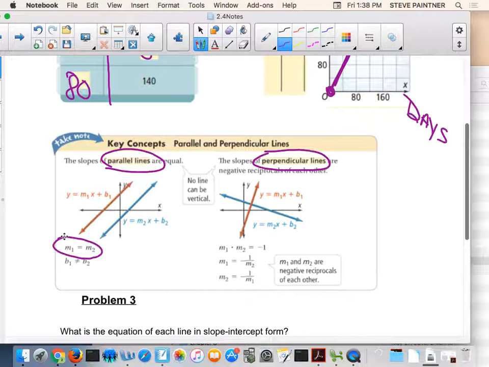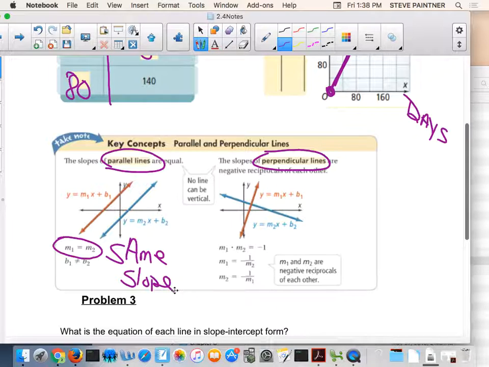M1 equals M2, what's that mean? Same slope. That's what you should know. Okay, same slope. That's what you have to know. And I think you know that. You can see they go at the same rate. So the slope wouldn't change.